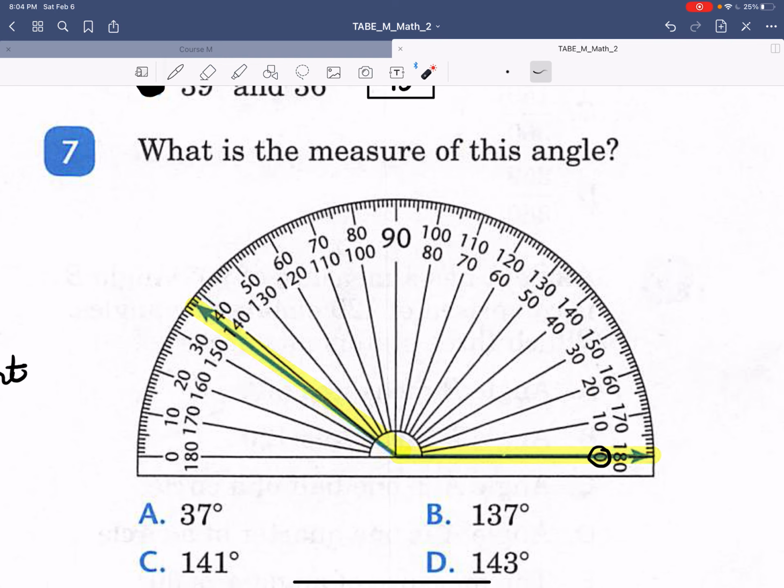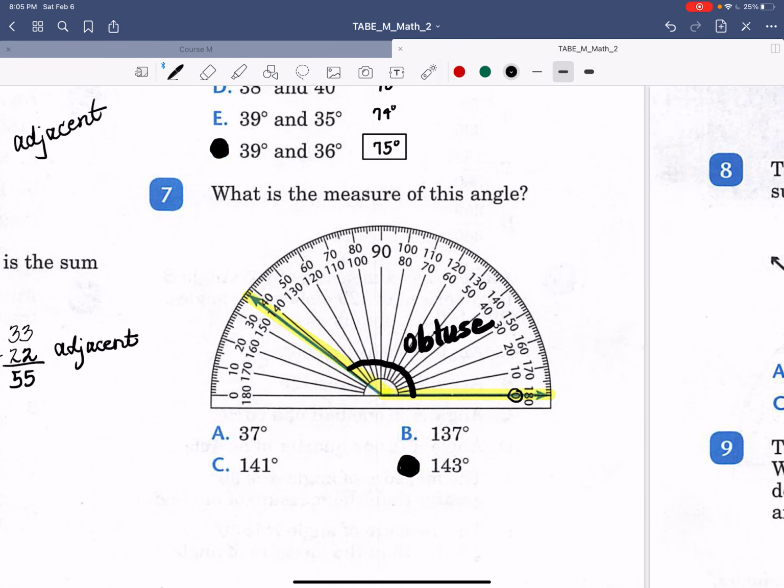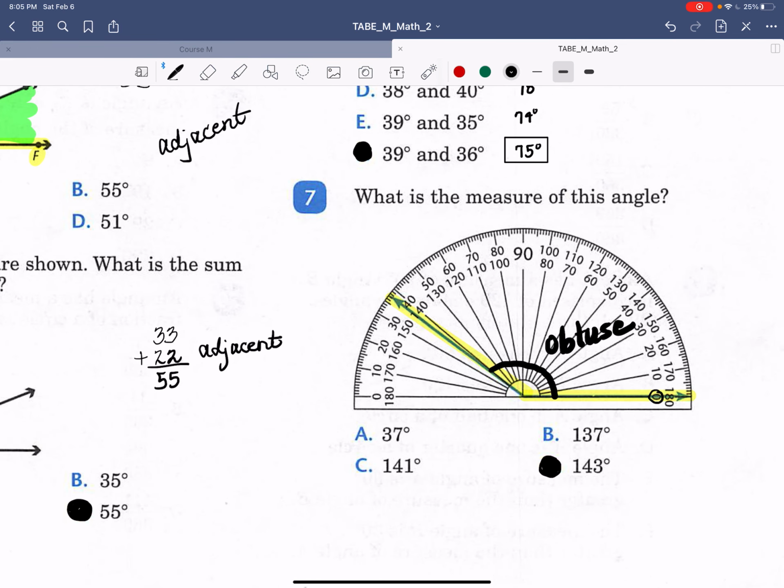Is that one of my choices? Yes. So D, that is an obtuse angle. We are looking at the space between the two rays, and that is obtuse. Greater than 90, but less than 180. So the answer to number 7 is D.